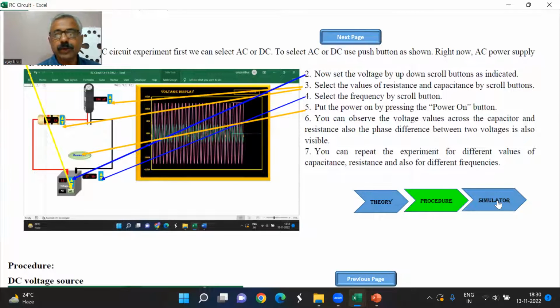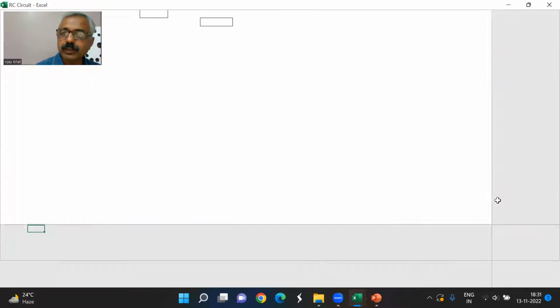I am not trying to explain to you all the details of the RC circuit. Rather, I'm offering you the opportunity to do it yourself and try to understand the underlying concept with the help of the simulator. So my dear friends, please download and use this simulator and provide me with your valuable feedback. So now we are going to the simulator.